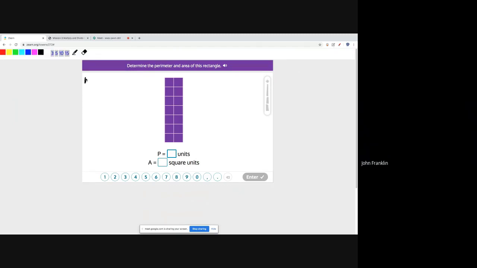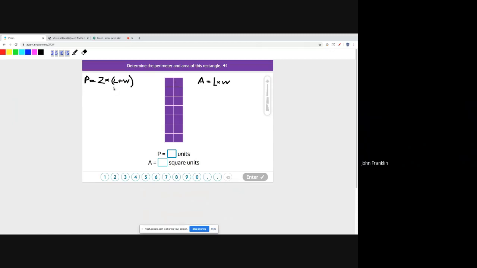We know perimeter equals 2 times length plus width. And we know area equals length times width. Let me make that an L. All right, so what do we have here? Our length is 1, 2, 3, 4, 5, 6, 7. And our width is 1, 2. Let's just plug the numbers in and see what we get.